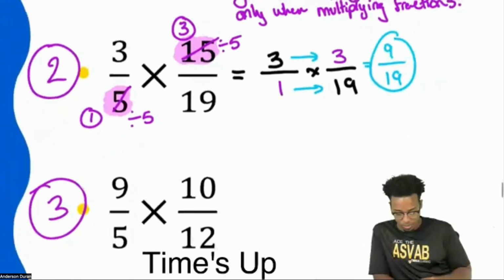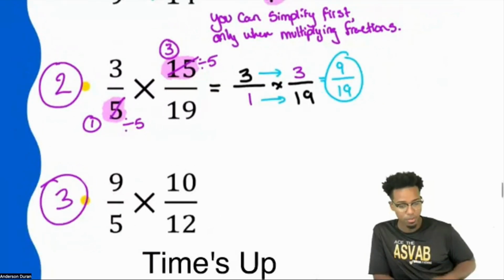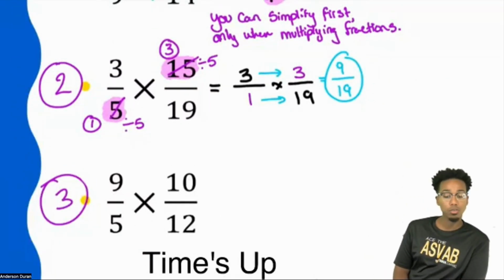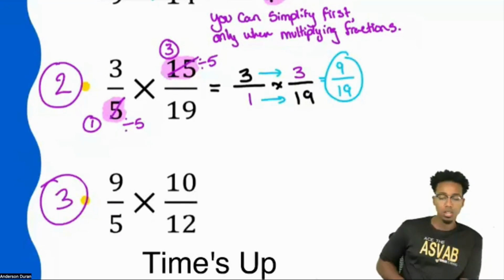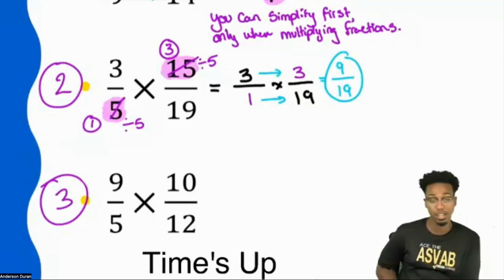And then up next, we have ourselves over here. I'm going to keep that in view. So up next now, we have 9 over 5 multiplied by 10 over 12. Sounds good. So here is an example of a lot of simplification happening. There's a lot of reduction happening.